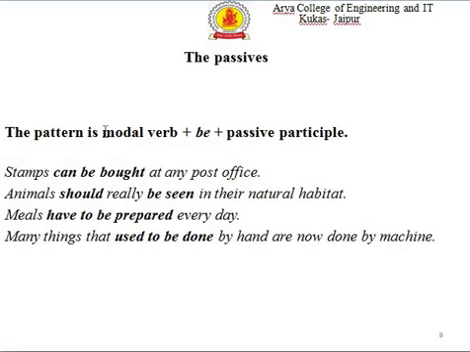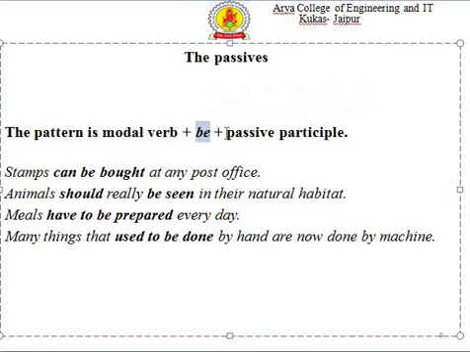Now we study the passivization of modals. We see the passivization structure here. It will take a suitable form of be, and as usual the main verb will take the passive participle. In general, it is the past participle, the third form of whatever the main verb is. Example: the stamps can be bought at any post office. Can is a modal word. You see, the verb does not change. The immediate verb after the modal never changes, and the main verb is the passivized verb, that is, its passive participle.